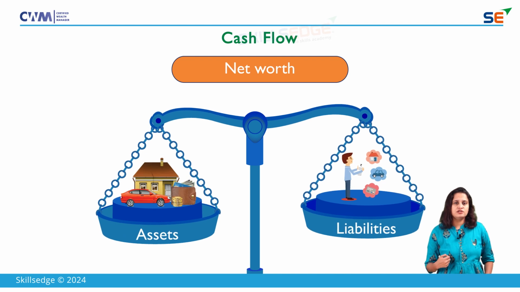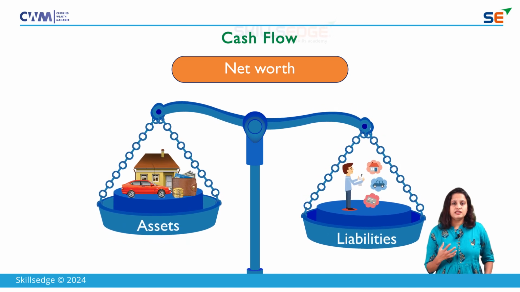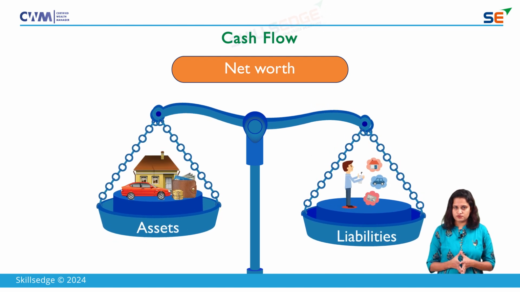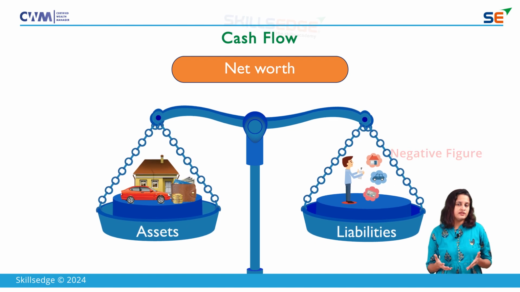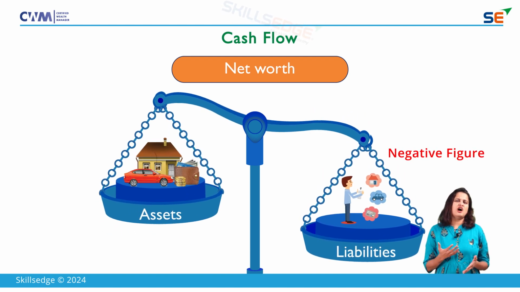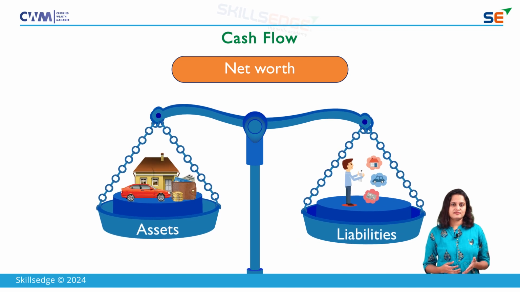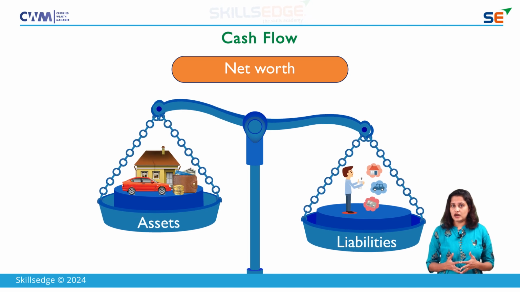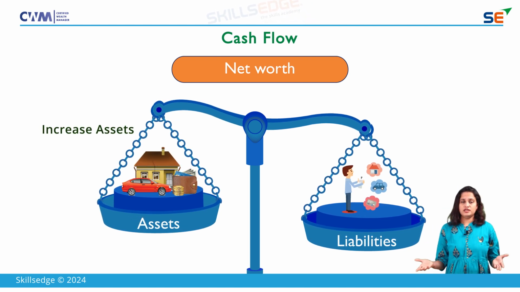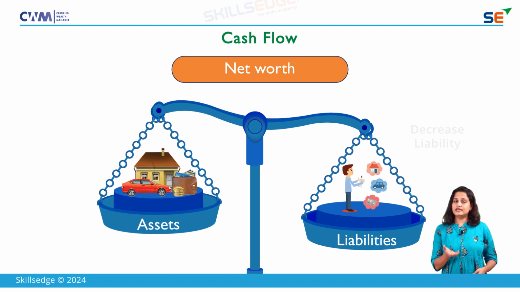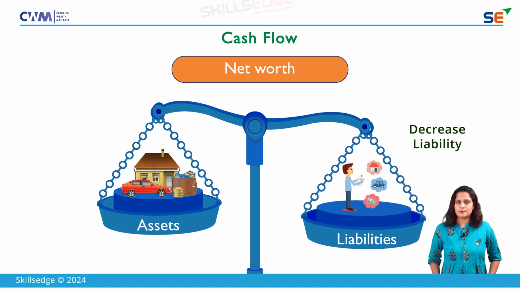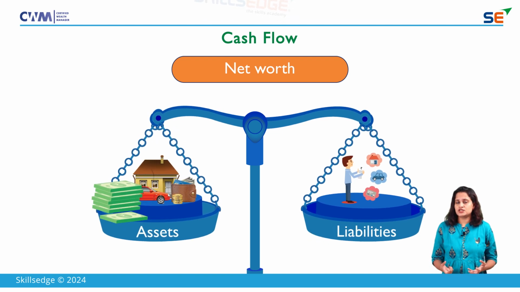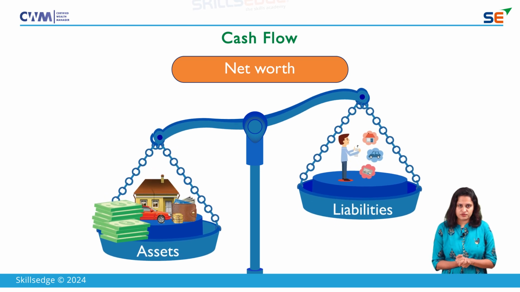What is net worth? Net worth is the difference between what you own and what you owe. Net worth is a measure of your wealth because it represents what you own after you pay off everything you owe. If you end up with a negative figure, it means you have more liabilities than your assets. The two ways of increasing your net worth are: 1. To increase your assets, or 2. Decrease your liabilities. You can increase your assets by increasing cash, which also forms a part of your assets.